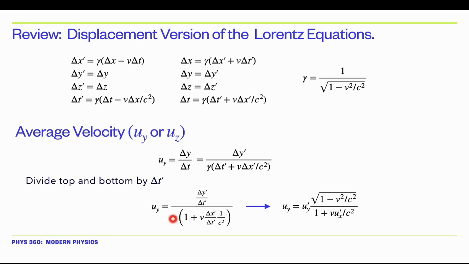So we're going to write that 1 over gamma is just the square root of 1 minus v squared over c squared. Delta y prime over delta t prime turns into uy prime. And then this delta x prime over delta t prime is ux prime. So that's it. That's the equation for a perpendicular component. You'd find the exact same thing if you wanted to solve for uz. So uz would just be uz prime times all this stuff.